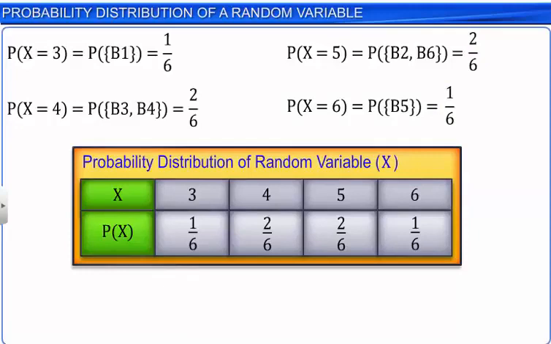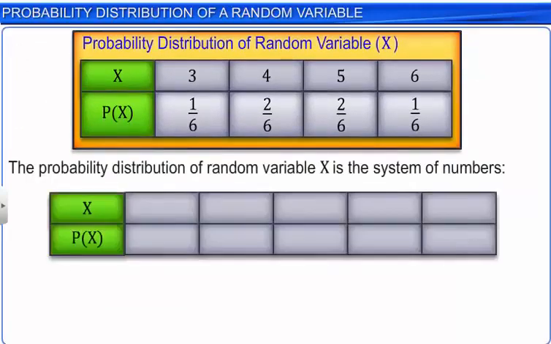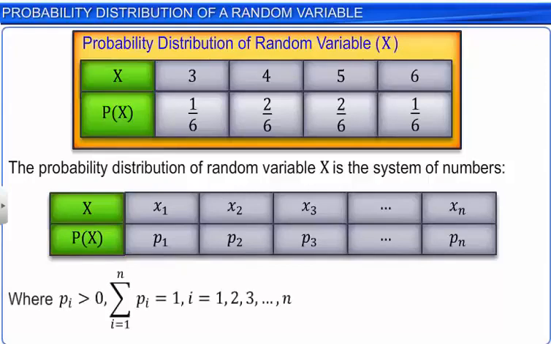In general, the probability distribution of random variable X is the system of numbers x1, x2, x3 and so on up to xn, along with the corresponding probabilities P of X is equal to P1, P2, P3 and so on up to Pn, where every probability is greater than 0, and the sum of the probabilities is equal to 1.